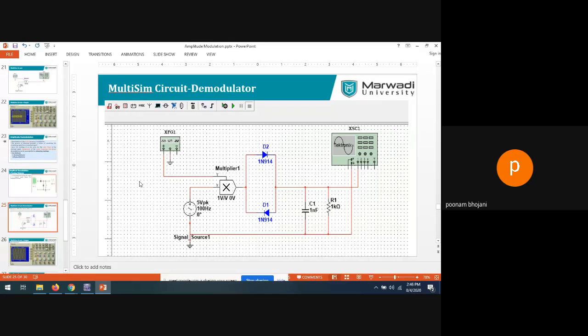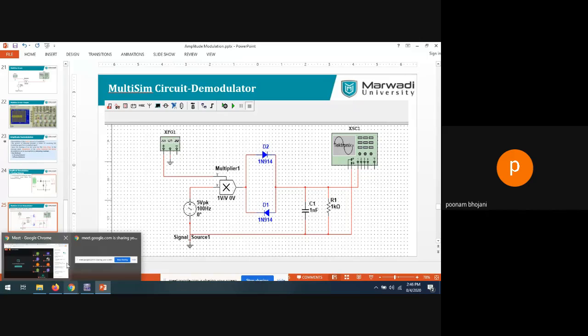So this is the demodulator circuit in the Multisim. See here, both diodes I have connected, in the positive direction also and in the negative direction also. Both will give me different envelopes, right? So we will connect one by one and check the output. You can take a 2 minute break, and then we will do the demodulator circuit. After the demodulator, I will ask you some questions, and today's session will be over.